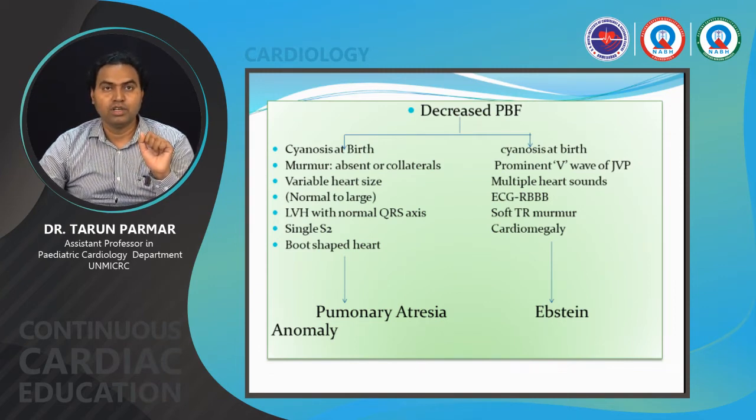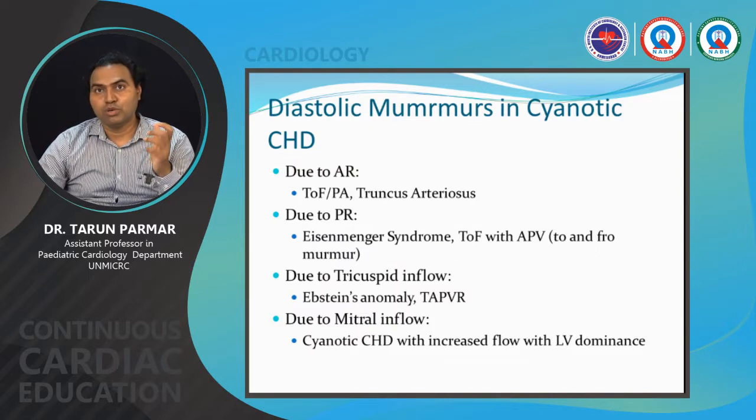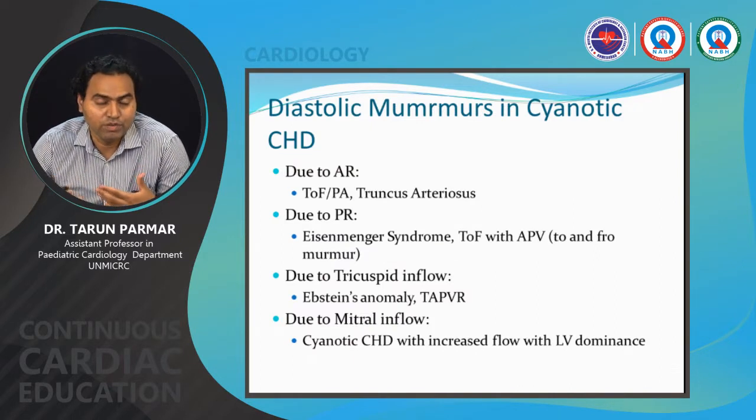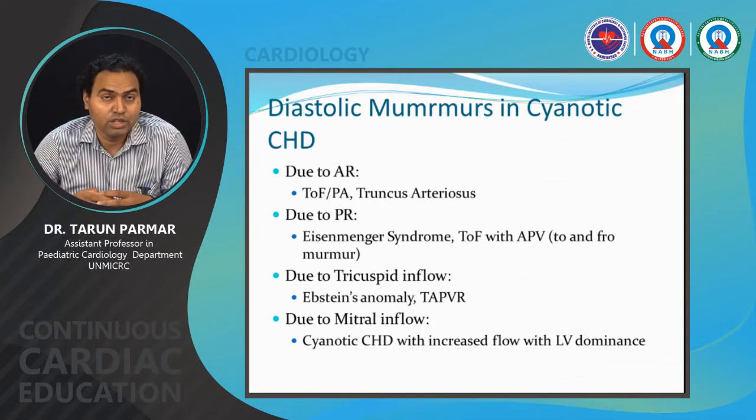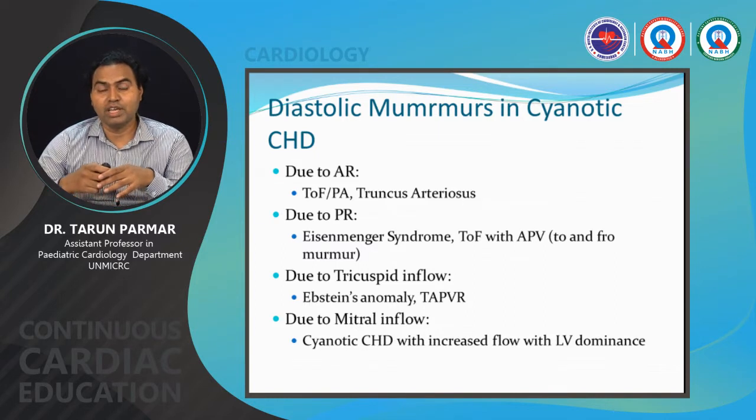Again, the diastolic murmur in cyanotic CHD. In which condition can you hear a diastolic murmur? It may be due to AR in TOF with pulmonary atresia. In this situation, there is aortopathy, which leads to a dilated aortic trunk and AR. In truncus arteriosus, the valve is usually malformed, so that leads to AR. Then pulmonary regurgitation happens in Eisenmenger due to a very high pulmonary arterial pressure.